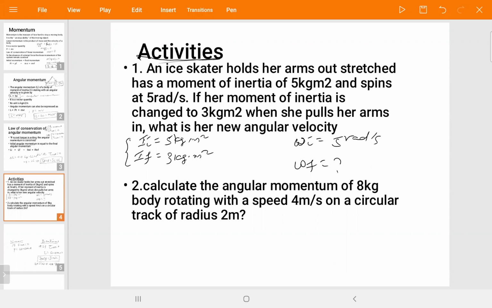Assume the angular momentum is constant, or we are dealing with constant angular momentum. We need to apply the law of conservation of angular momentum. Which expression can be used here?